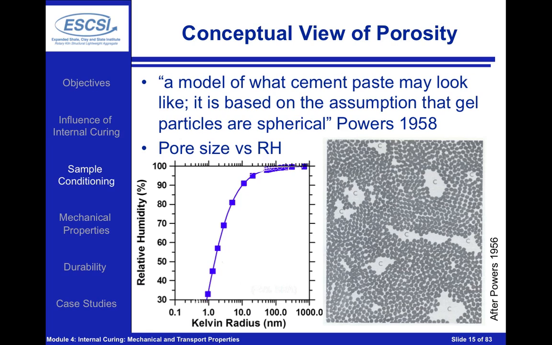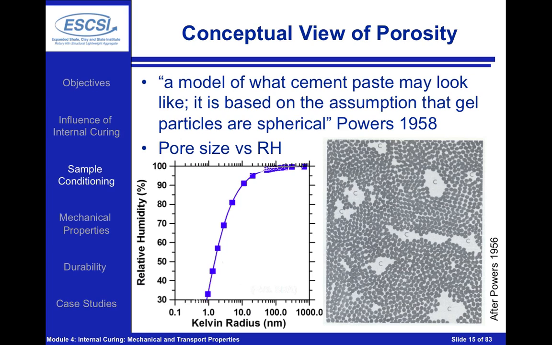So again, it's important that we remember that when we look at porosity, the pores are going to come in two different sizes. We're going to have the gel pores, which are the small pores. They're going to be part of the hydrated products, and the capillary pores, which is really what we're going to be controlling with our water to cement ratio.